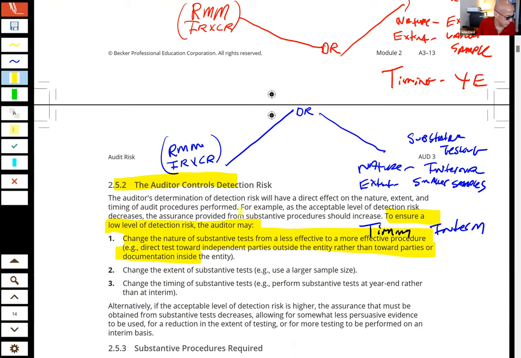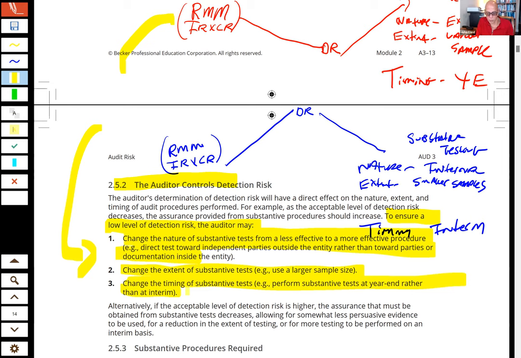As you saw from the little drawing I did up there, it works the inverse. If you're willing to accept a higher detection risk, change the extent of your substantive test using larger sample size. So what's down here is really dealing with that red example. Change the timing, what, from interim to year end. Again, these are all done to lower detection risk.